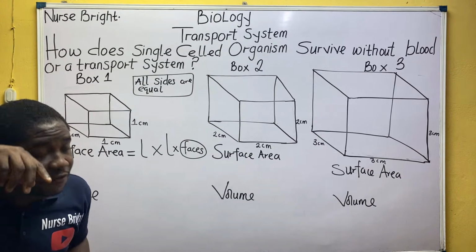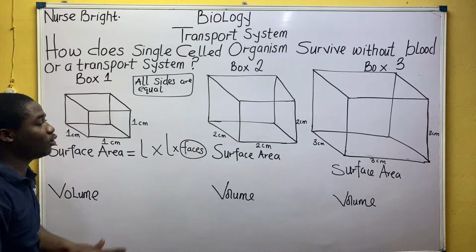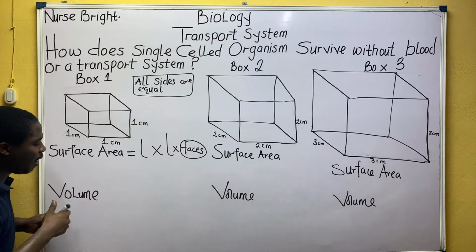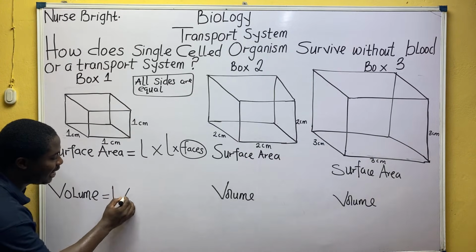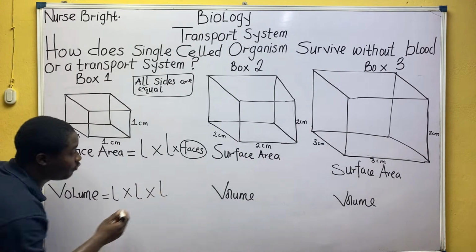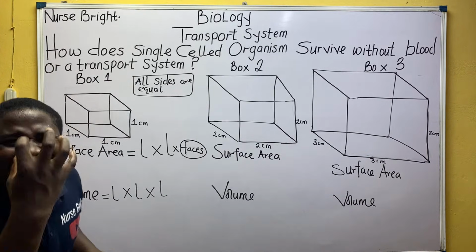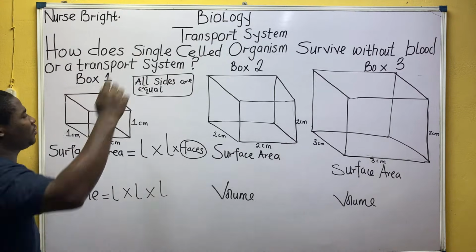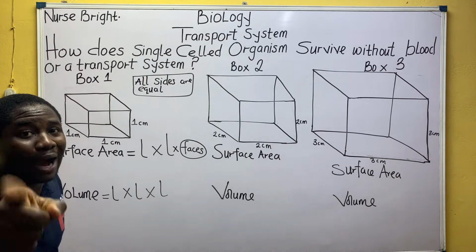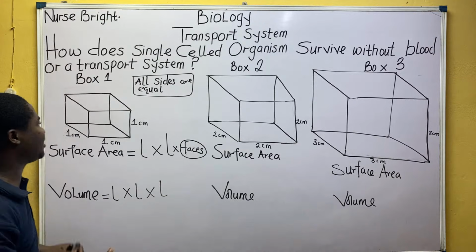A square has how many faces? Let's count it together. Alright, let us leave that for now. What about volume? We simply use length times length times length. For volume, we don't times the number of faces. So let's move further now. How many faces are you seeing in this square? Let's count together. Look at the diagram and count your faces. Let me count my own.